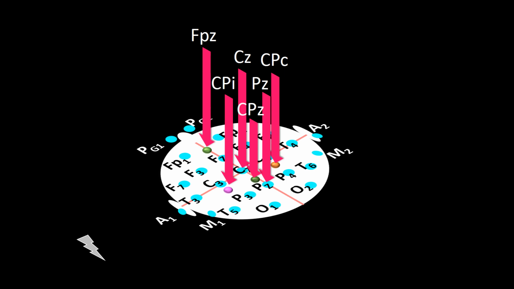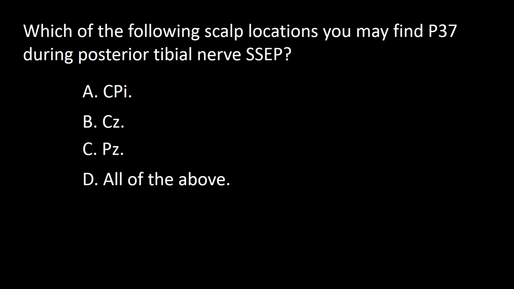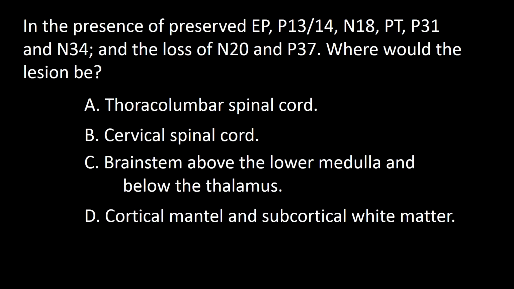FPZ is often a good electrode because it can be used as a reference since it usually does not record P37. The electrodes I just mentioned can be referred to the contralateral Erb's point to analyze the wave they produce. So the answer to this question is D.